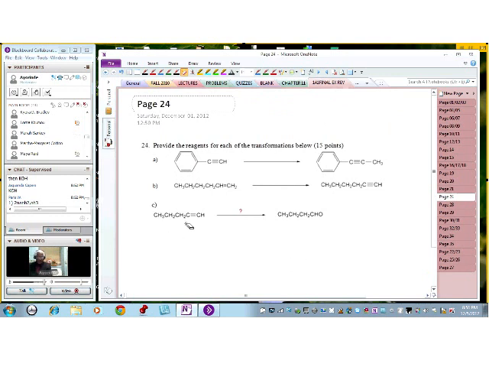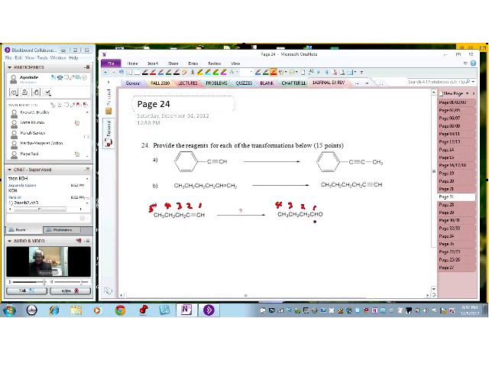Okay, now what do we need to do here? We are going from a terminal alkyne to an aldehyde. Let us see. How many carbons do we have here? 1, 2, 3, 4, and 5. So 5 carbons to start with. And how many carbons are we ending up with? 1, 2, 3, and 4. So somehow we have to lose a carbon atom here.